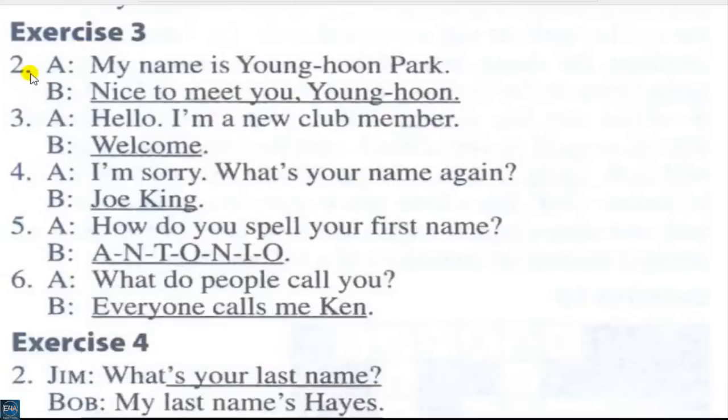Exercise 3, 2. A. My name is Yong Hoon Park. B. Nice to meet you, Yong Hoon. 3. A. Hello. I'm a new club member. Welcome. 4. I'm sorry. What's your name again? Zhou Kang. 5. How do you spell your first name?